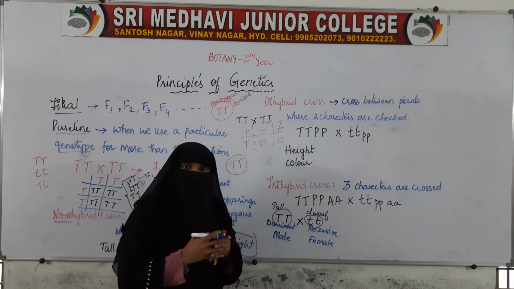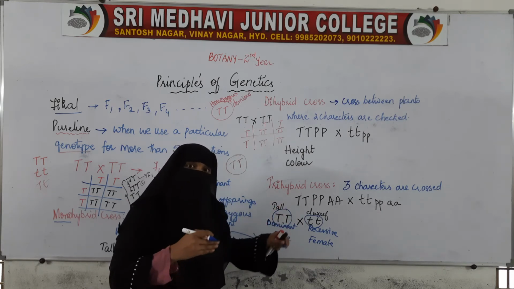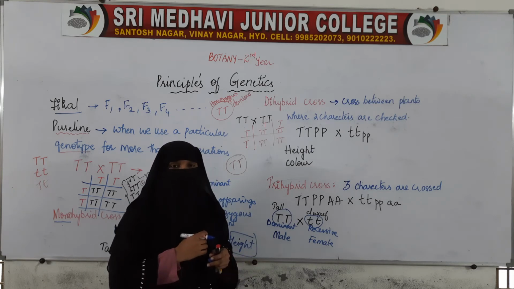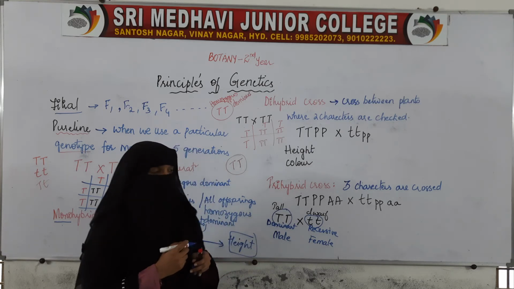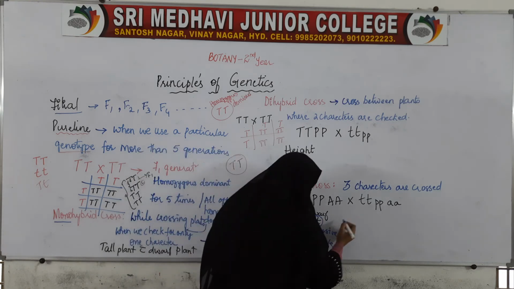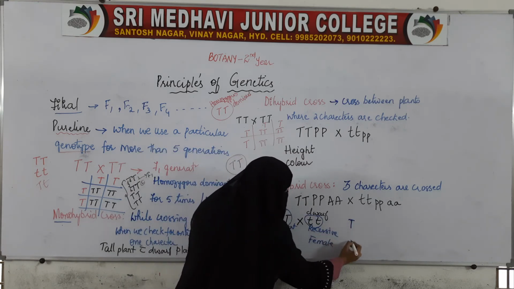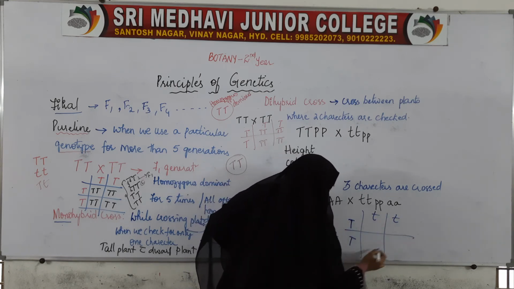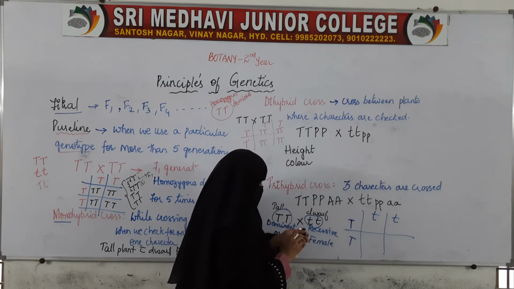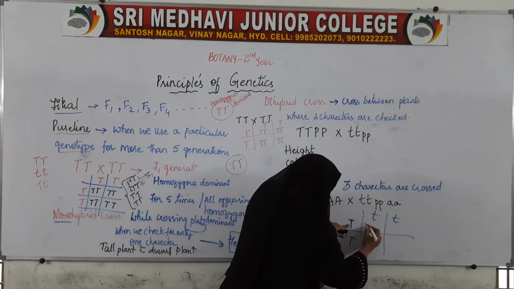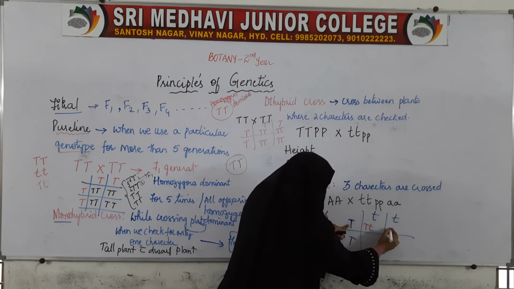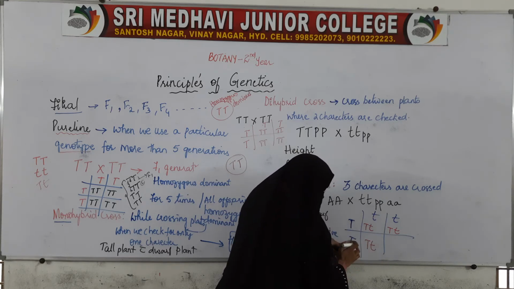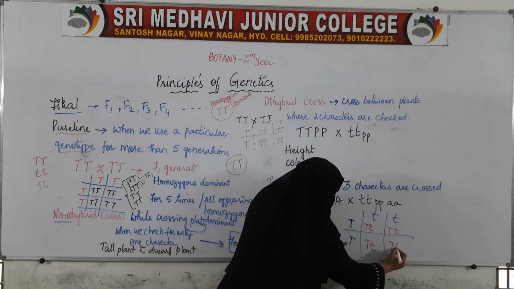When the male and female parents are crossed or fused, what type of offsprings will we get? So if we make a cross here, on one side I'll take both capital T and on the other side small t. Now cross it: 1 capital T, 1 small t; this and this, 1 capital T, 1 small t; this and this means 1 capital T, 1 small t.